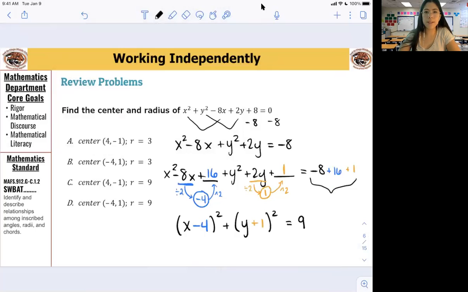All right, so based on this information, now I want to see 100%. Go ahead and answer in the poll.